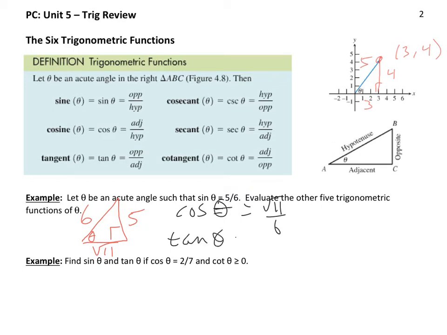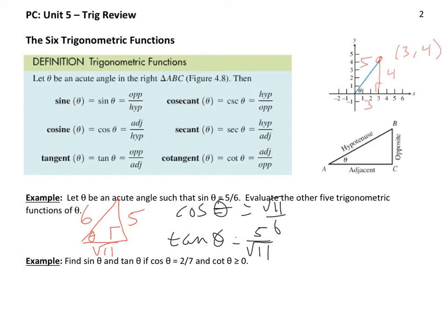And the tangent is going to be 5 over root 11, opposite over adjacent. So, just a quick little rehash right there on those things. Adjacent over hypotenuse for the cosine, opposite over hypotenuse, excuse me, for the sine, opposite over adjacent for the tangent.